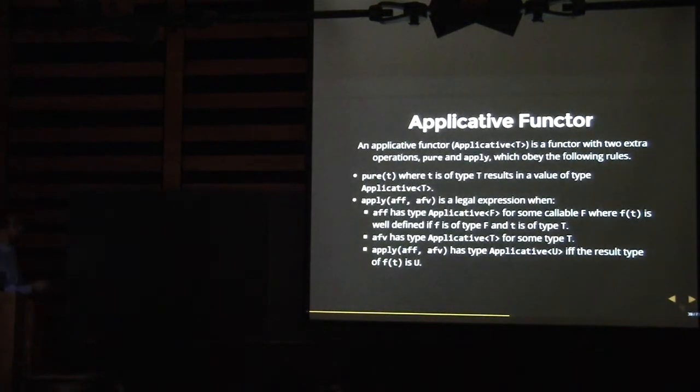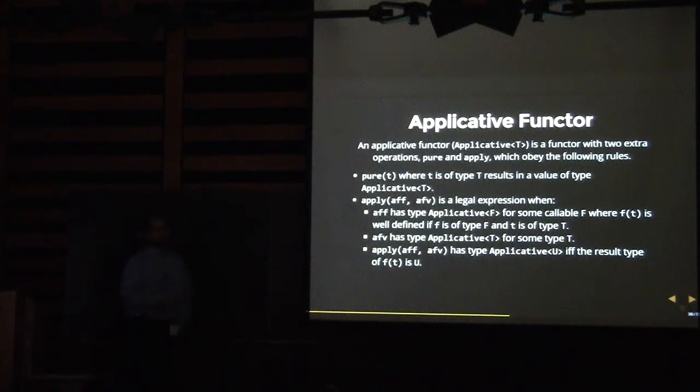So, applicative functor. An applicative functor is a functor with two extra operations, pure and apply, which obey the following rules. So, we got a functor, now we have this applicative functor, we got new operations here. So first we have pure of t. So t is of type t, and it results in a value of type applicative of t. So in other words, this is something that you use to create the container from a value.